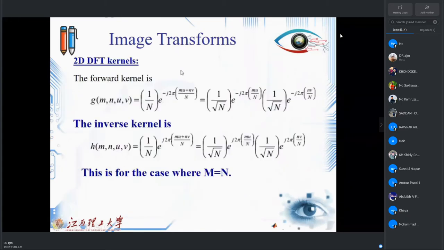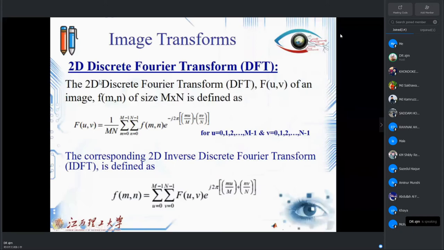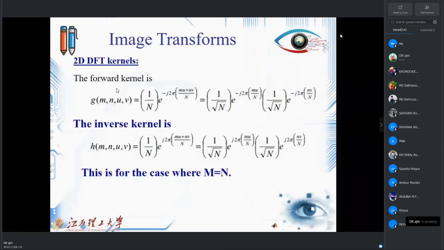With the 2D discrete Fourier transform kernel, we will see that in the forward one, we have the equation of e raised to the power of minus j 2 pi and the rest of the formula. And in the inverse kernel, you will see that we have the formula below, which we show with H as the symbol of the inverse kernel. And this is for the case where N and M are equal to each other.